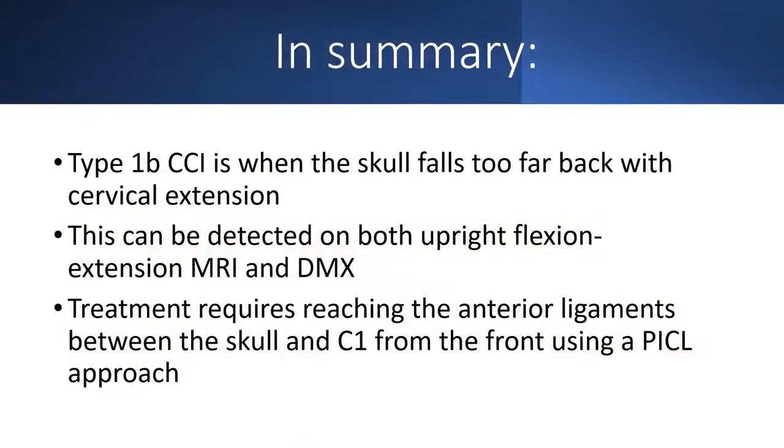So in summary, type 1B CCI is when the skull falls too far back with cervical extension. This can be detected on both upright MRI with flexion extension, and a little less so in DMX, although we can get some clues from DMX that that could be happening. Generally, we need the upright flexion extension MRI to accurately measure that CXA. And treatment requires reaching the anterior ligaments between the skull and C1 from the front using a PICL approach.